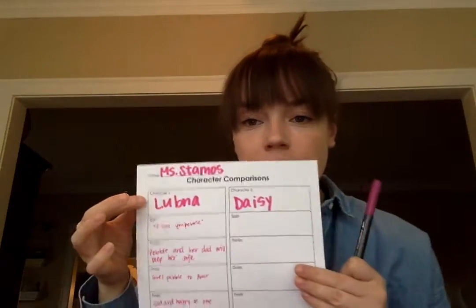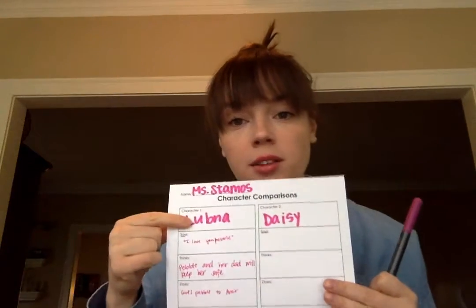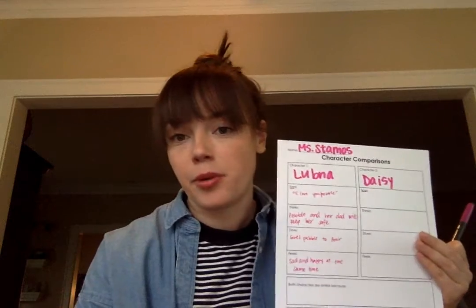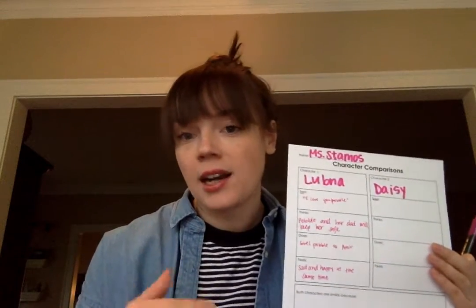So we're going to make character comparisons. The first thing you need to do is choose two different characters. So I chose Lubna from Lubna and Pebble. She's the main girl in Lubna and Pebble. And then Daisy, who is the main character in My Poppy Has a Motorcycle. So I'm going to compare and contrast these two characters. I filled out Lubna's portion, and I left Daisy's blank in case these are the characters that you would like to compare. I want to give you a chance to fill in your own words.